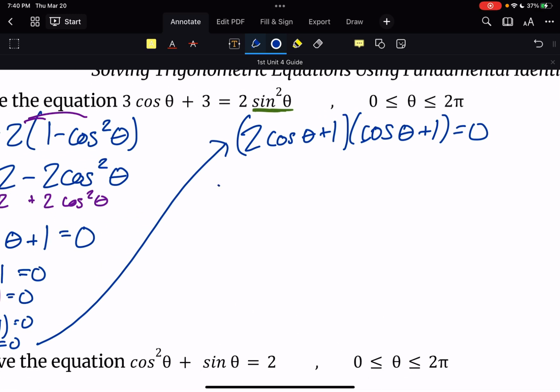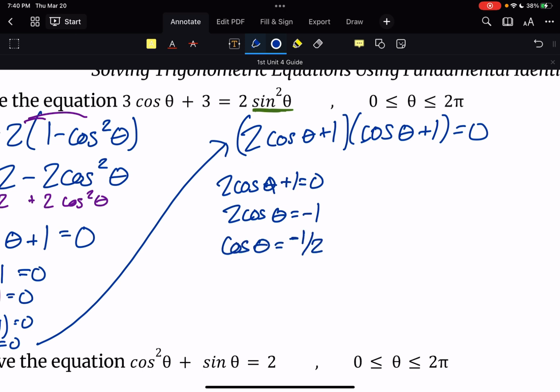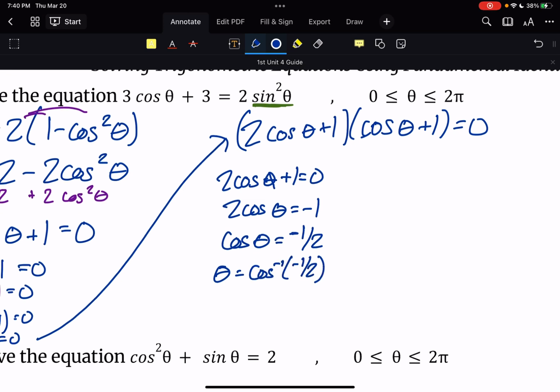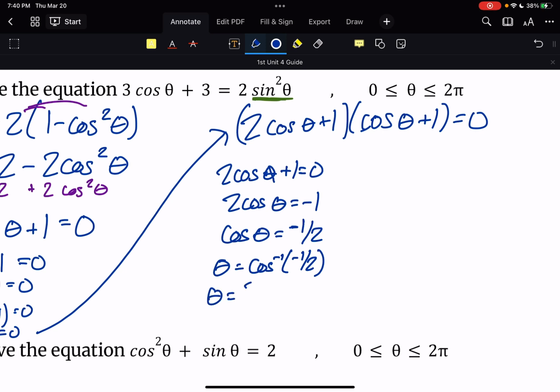And we're going to go ahead and set both of those equations to 0 and solve them both. So doing the first one, 2 cosine theta plus 1 is 0. I'm going to start by subtracting 1. So I have 2 cosine theta is negative 1. I'm going to divide by positive 2. So I have cosine theta is negative 1/2. And then I know, where is my cosine negative 1/2? And that's going to be at 2 pi over 3 and at 4 pi over 3.